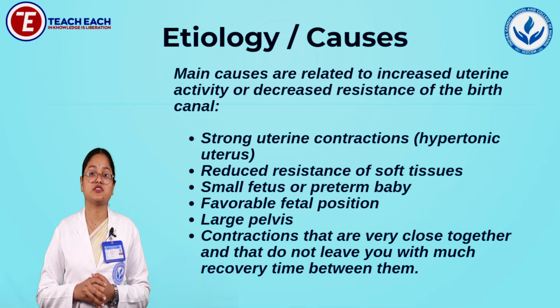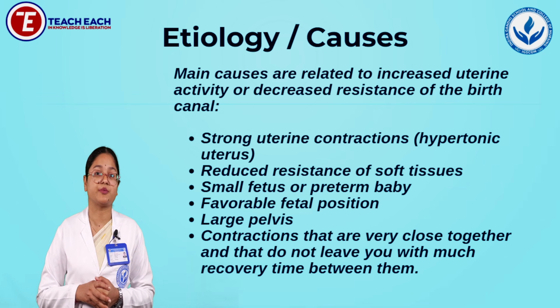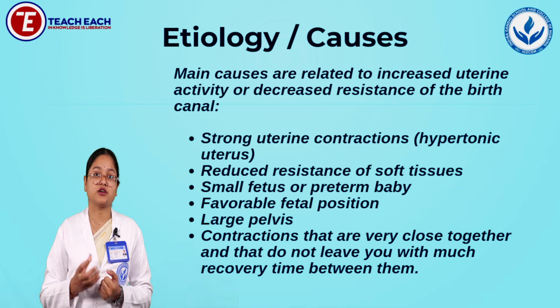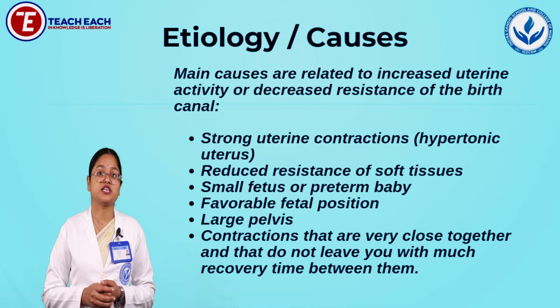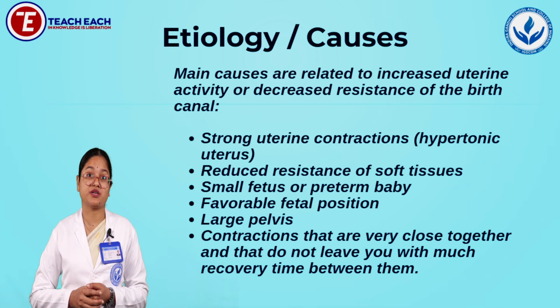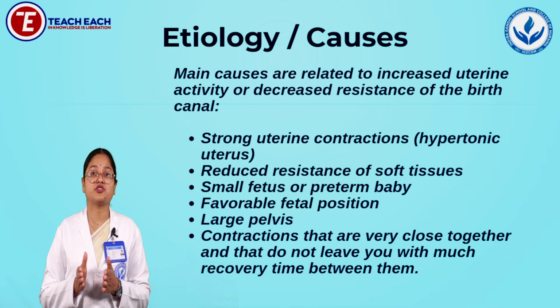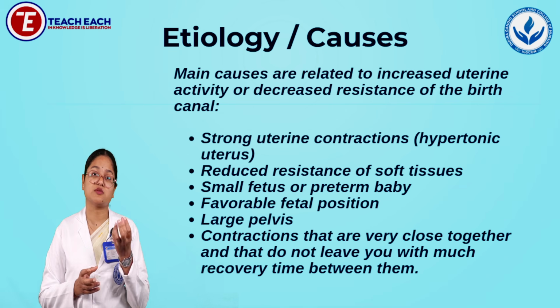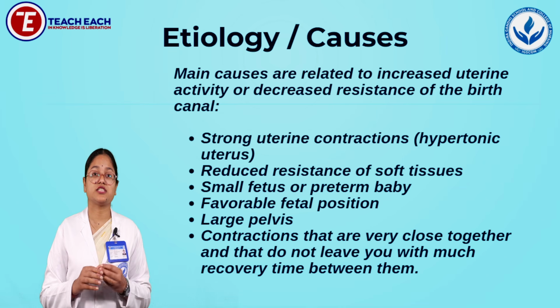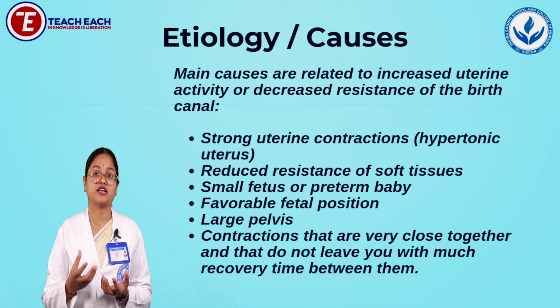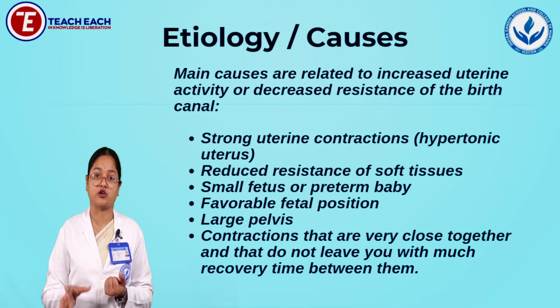Reduced resistance of the soft tissue means the tissues won't be capable of holding the content of the uterus or a fetus. A small fetus or preterm baby: preterm means before completion of 37 weeks of pregnancy. The size of the baby will be small and the space of the pelvis and the vaginal area will be more, so easily they can be pushed out from the vagina.